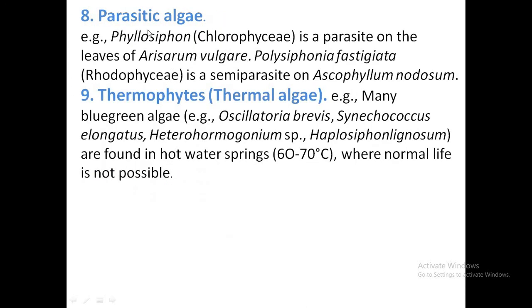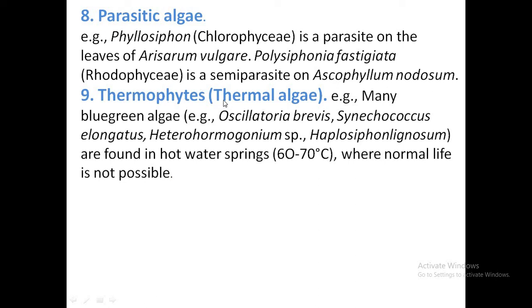8. Parasitic algae. Algae also grow as parasites on many plants and animals. Example Phyllosiphon, Chlorophyceae, is a parasite on the leaves of Arum vulgare. Polysiphonia fastigiata, Rhodophyceae, is a semi-parasite on Ascophyllum nodosum.